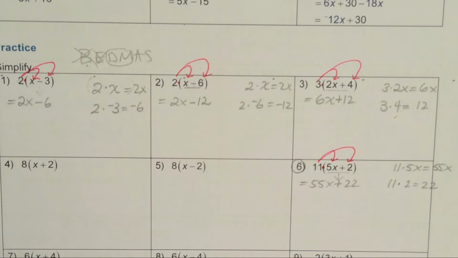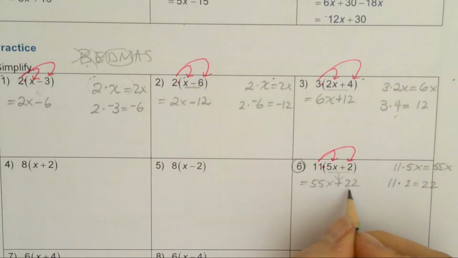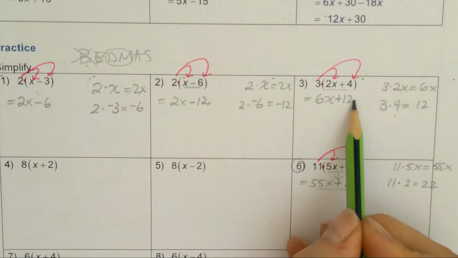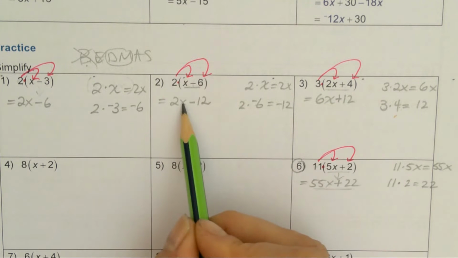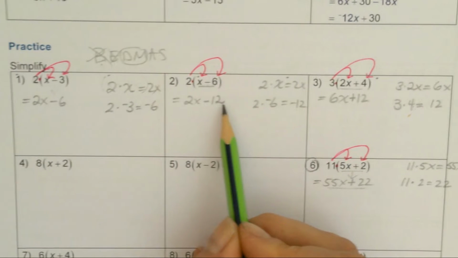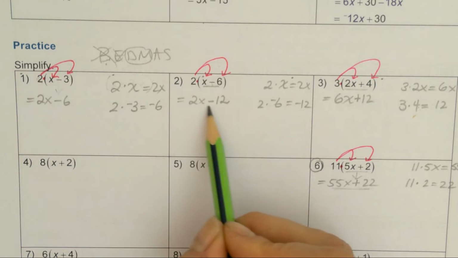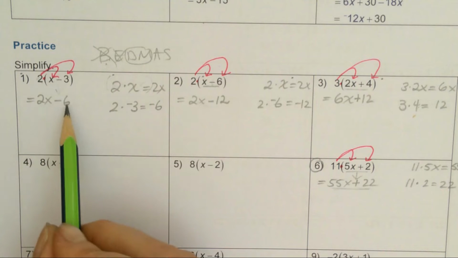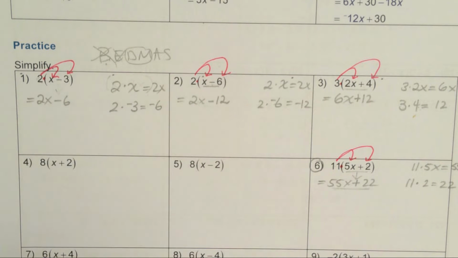Okay. Oh, but then I forgot to check. Can I add these two together at the end? This has an x, this does not have an x. No, they're not like terms, so I have to leave it like that. Let's check this one. This has an x, this does not have an x, so I cannot add them together. I have to leave it like that. They are not like terms. Same with this one, he doesn't have an x, so I can't put them together.